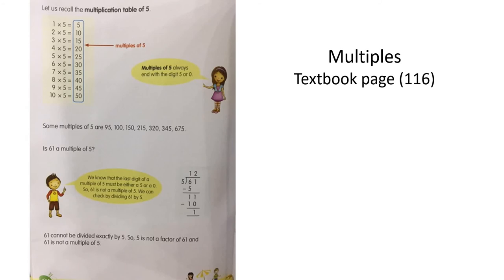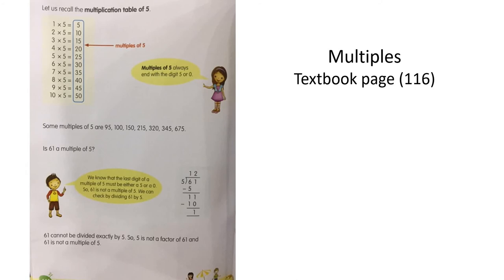Some multiples of 5 are 95, as you see here, it ends with 5, so it's a multiple of 5. But it's more than 50. How can I tell? Look at the ones place. Okay, 100. Yes, it's a multiple of 5. 150. Yes, it's a multiple of 5, and so on.